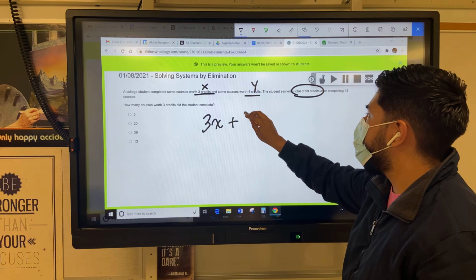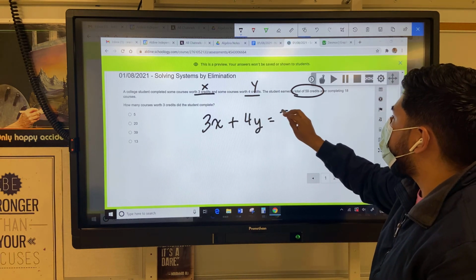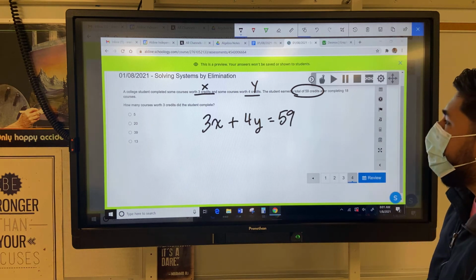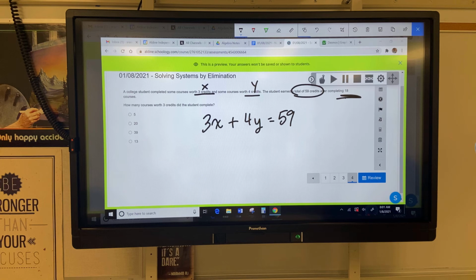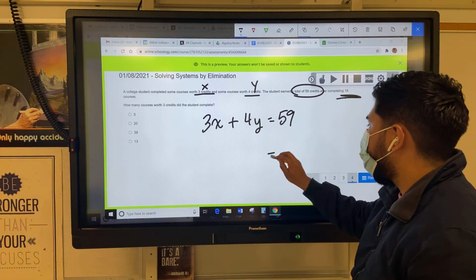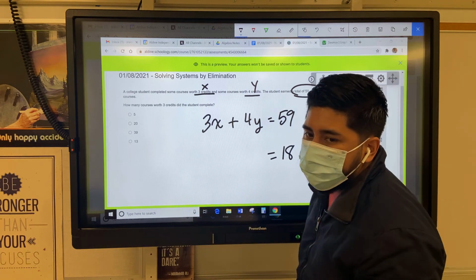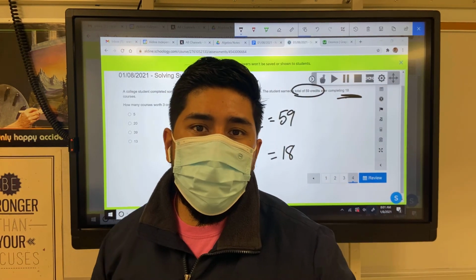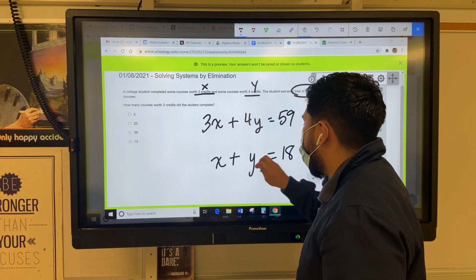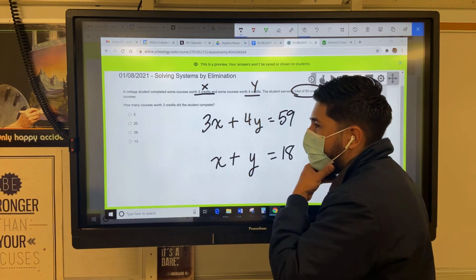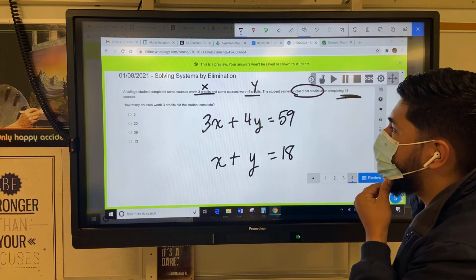3x plus 4y equals 59. The second equation is with this 18. Okay? So that's my second equation. But what do I put for x and y if there's no other numbers? If there's no other numbers, you just put x and y. Because we don't know, so let me just say I'm going to say 1x plus 1y equals that 18.